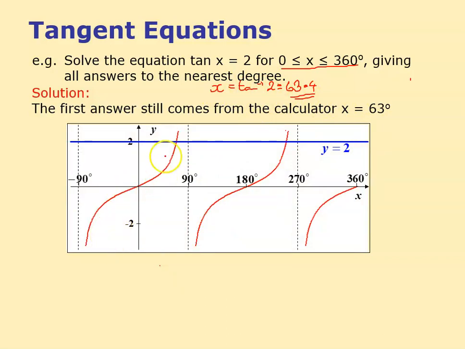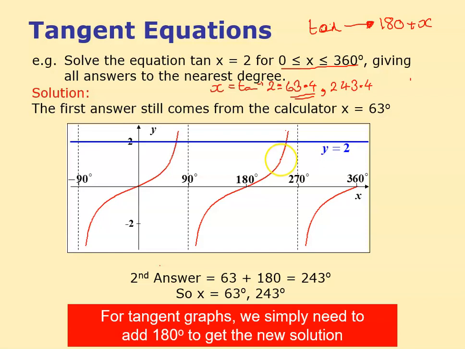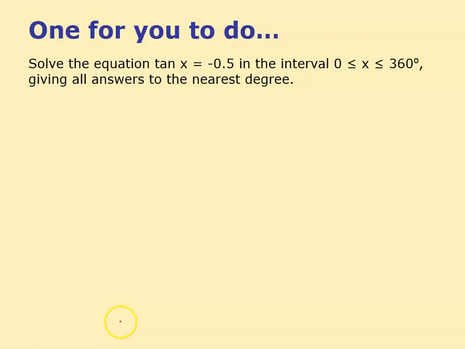But here's my tan graph, you see, which just repeats itself. Every 180 degrees, it repeats itself. So you can always do this now. If I ever do tan and I get a first solution, the way to get a second solution is just to do 180 plus x. So effectively, I add 180 onto that, and I get 243.4 degrees. Or if I'm rounding to the nearest whole number, it's 243. So that's what I get. And here's my rule for tangent graphs: just add on 180.